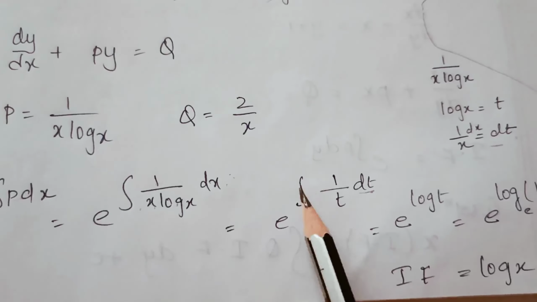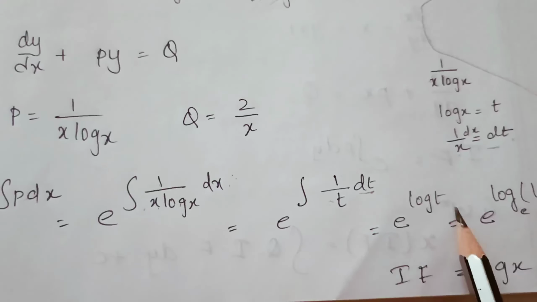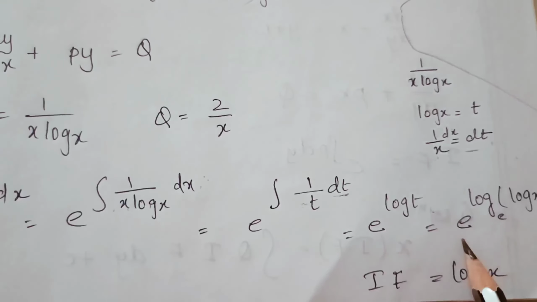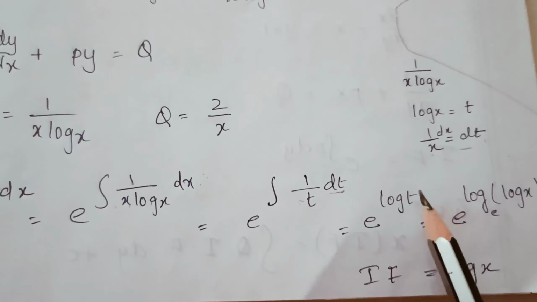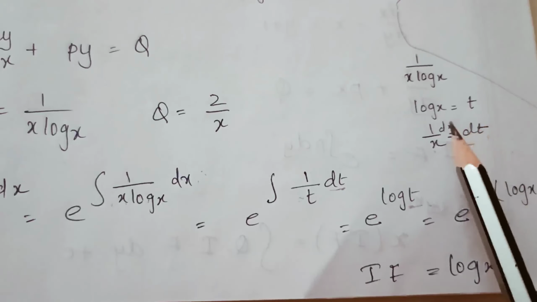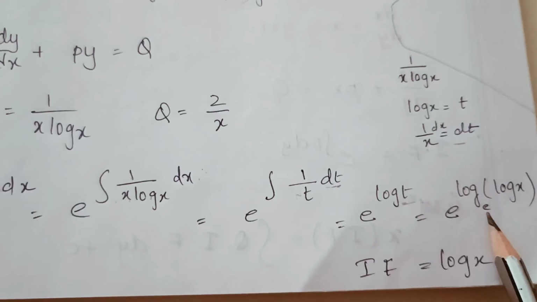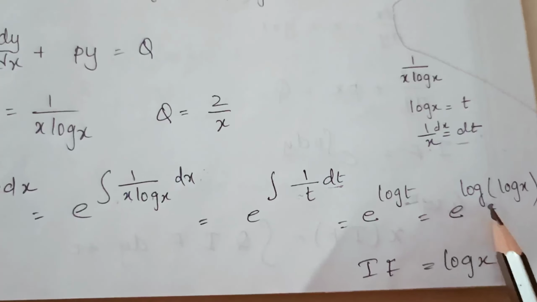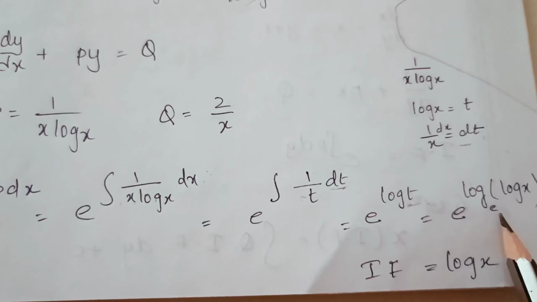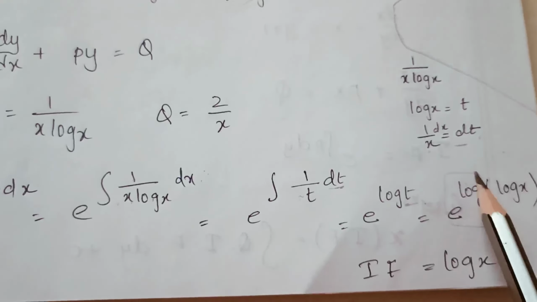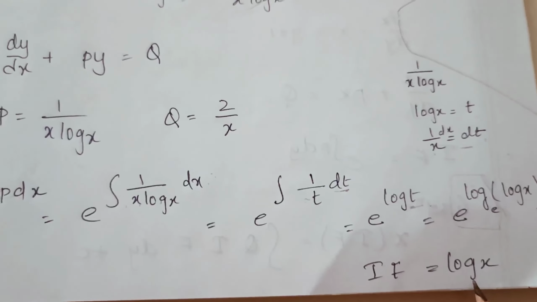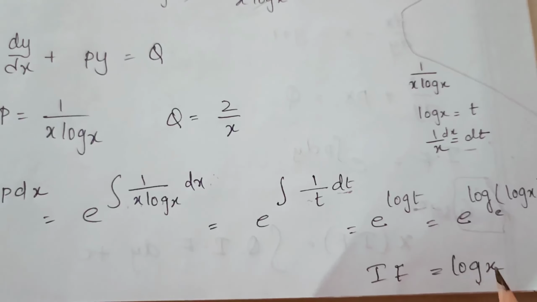So integral of 1 by t is nothing but log t. So e power log t is how much? Log x, base e. So this log base e and this e get cancelled, and you will get only log x. So the integrating factor is log x.